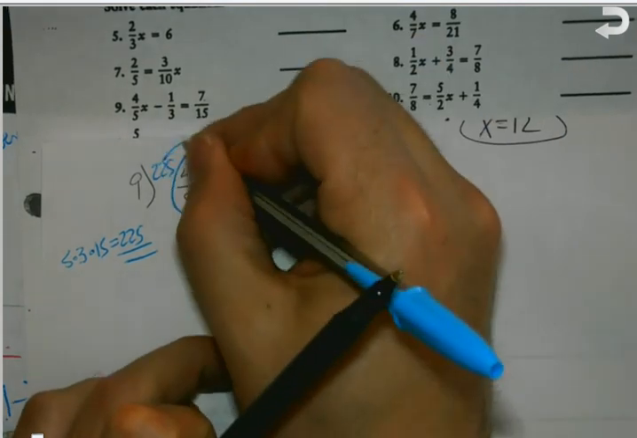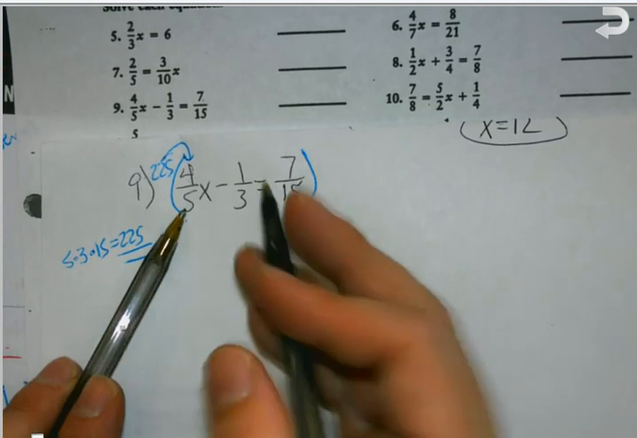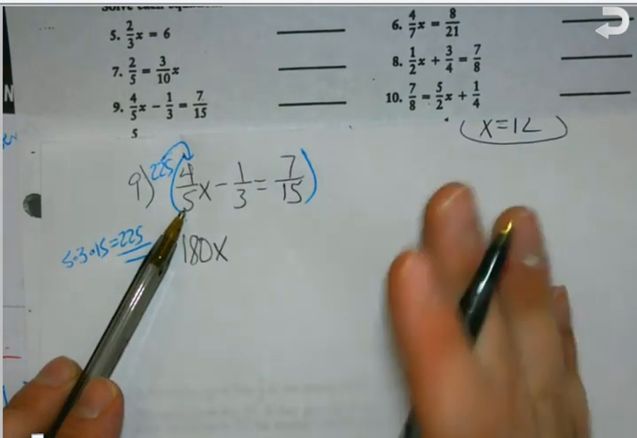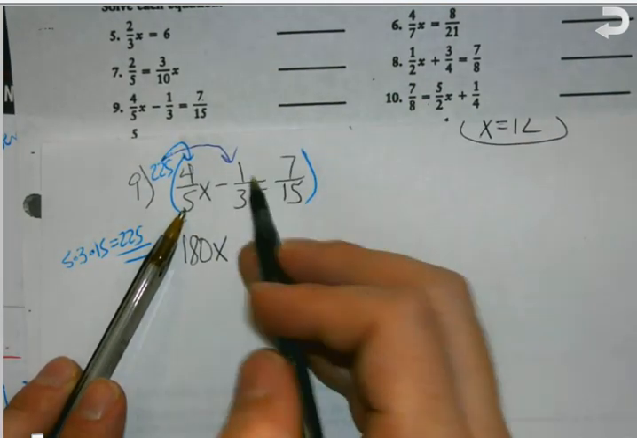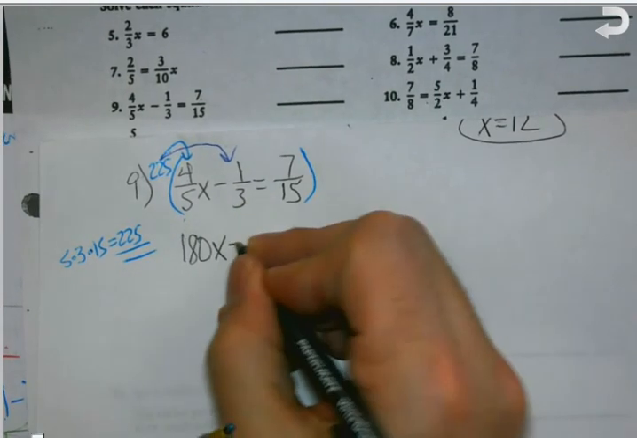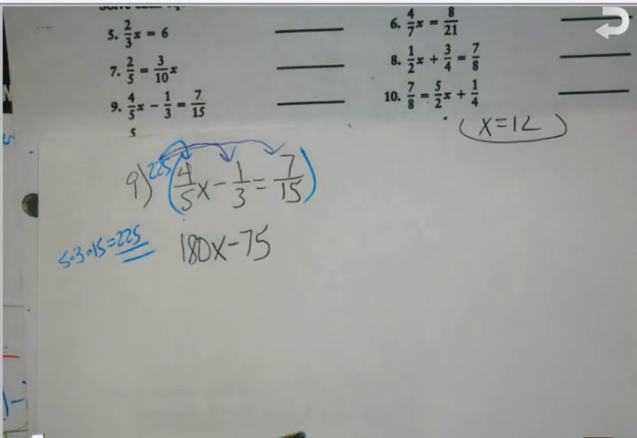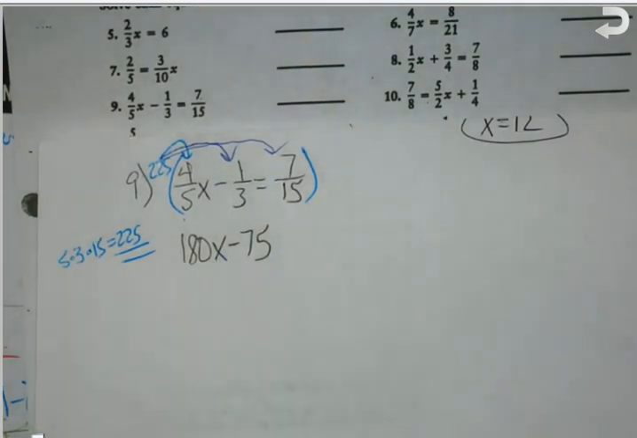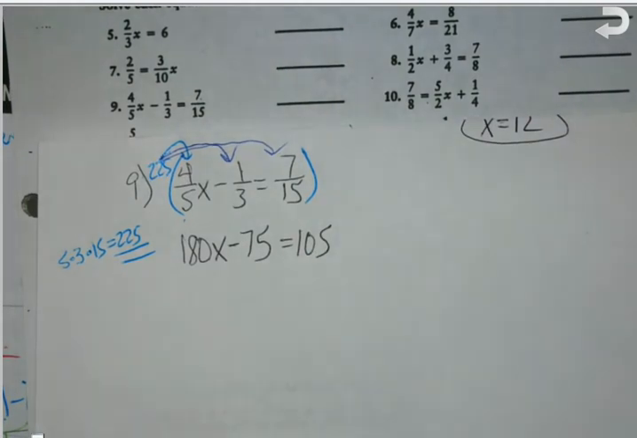I'm still going to do the same thing. 225 times 4 is 900. Divided by 5 is 180. Ooh, still comes out clean, it's just a big number. 225 times 1 is 225. Divided by 3 is 75. Oh boy, now I'm going to start prepping my own math. 225 times 7 is 1575 divided by 15. I could do this with 105. You're like, dang, Harty, those numbers are kind of big.